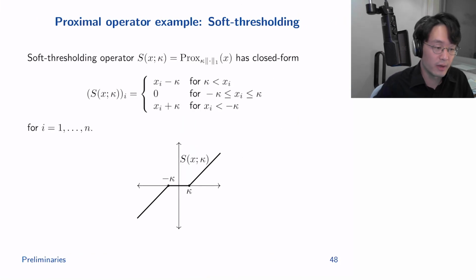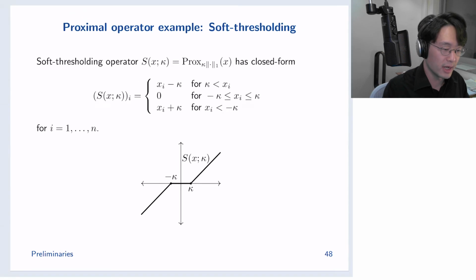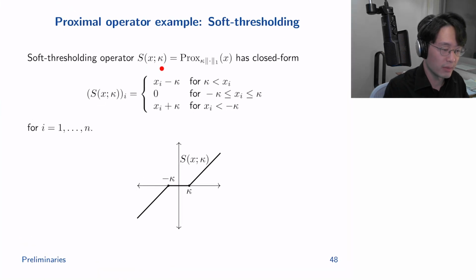Here's an example of a proximal operator, and this one is known as the soft thresholding operator. The soft thresholding operator is denoted with S of x colon kappa. So x is considered the input, kappa is considered to be a parameter. And this can be written as the proximal operator of kappa times the L1 norm. And this proximal operator has a closed form. So the soft thresholding operator acts on the coordinates separately. So we can just define the action of the soft thresholding operator coordinate-wise.